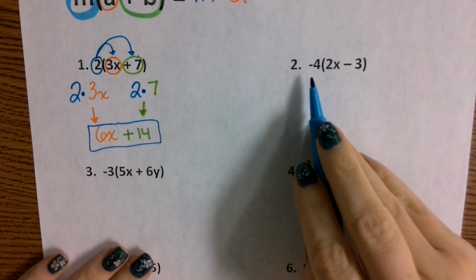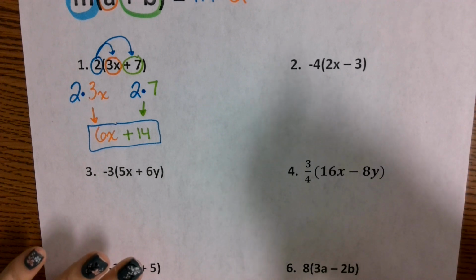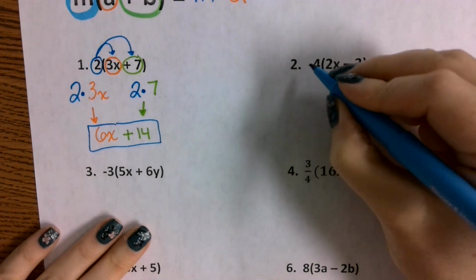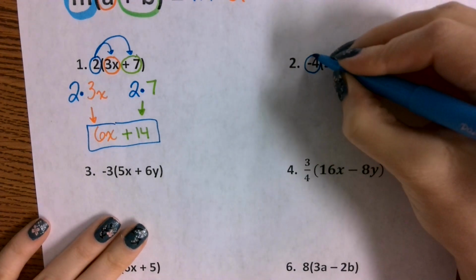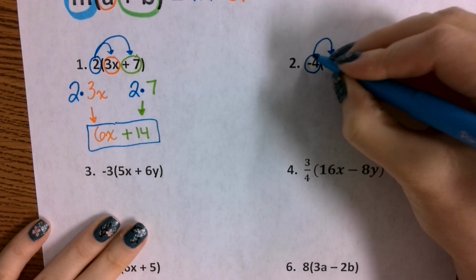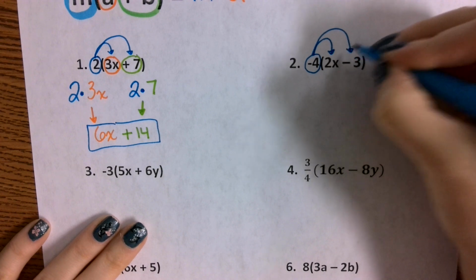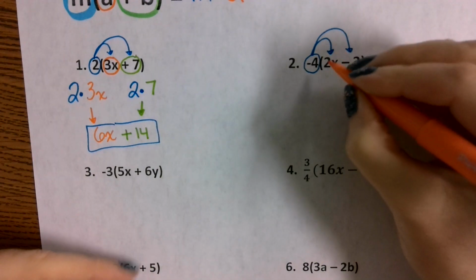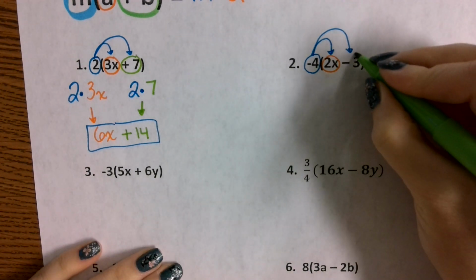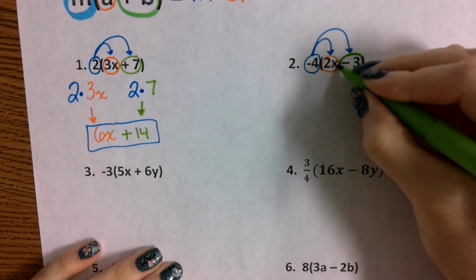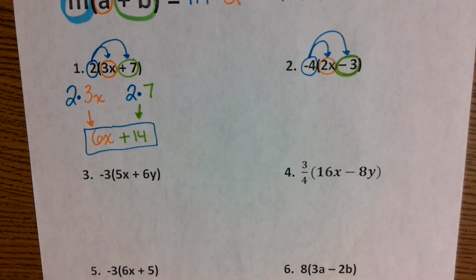Okay, let's take a look at problem number 2. Problem number 2, the factor that's getting distributed out is going to be a negative 4. So we're multiplying a negative 4 to each of our terms. Now our first term happens to be a 2x. Our second term happens to be a negative 3. Notice I'm going to include that minus sign with it.